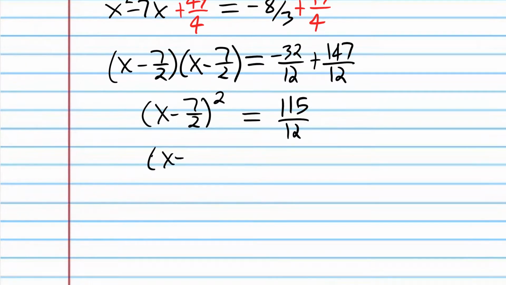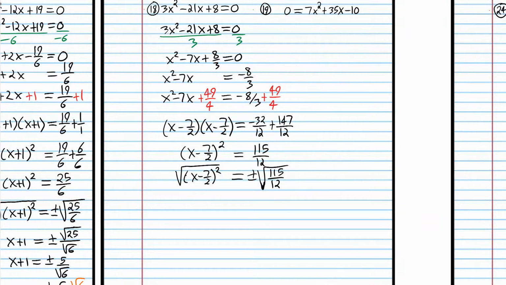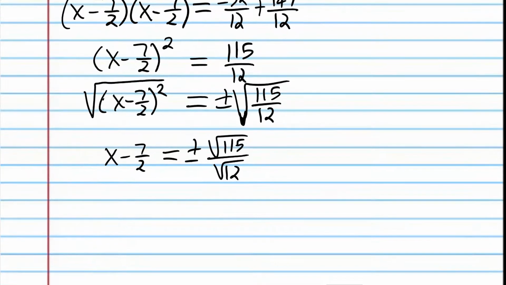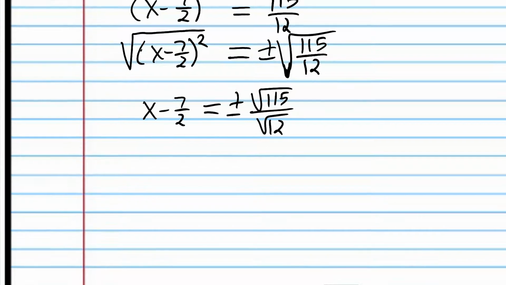And following the same process, again, this is all the same general process. Square root both sides. So then we get x minus 7/2 equals plus or minus root 115 over root 12. So the difference with this problem is now we have two problems. One problem is we have a perfect square factor inside that root, and the other problem is we have a root in the denominator, so we're going to have to take care of both those problems.